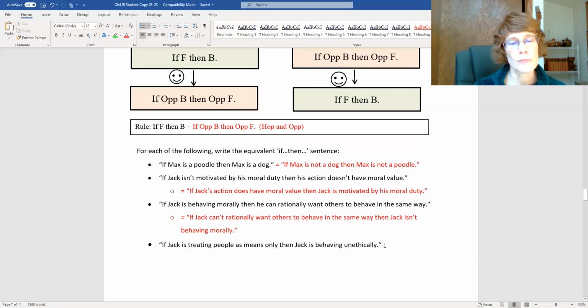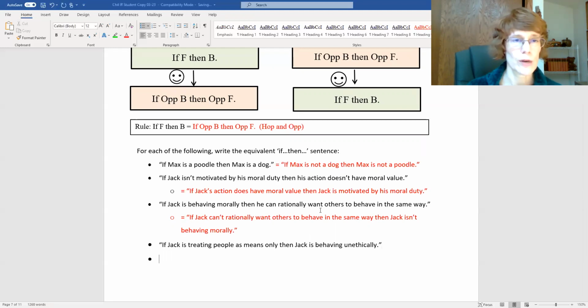And one more. If Jack is treating people as means only, in other words, using people, then Jack is behaving unethically. Pause the video, decide what the equivalent conditional would be once you take the contrapositive or hop and op, and then start again when you're ready.